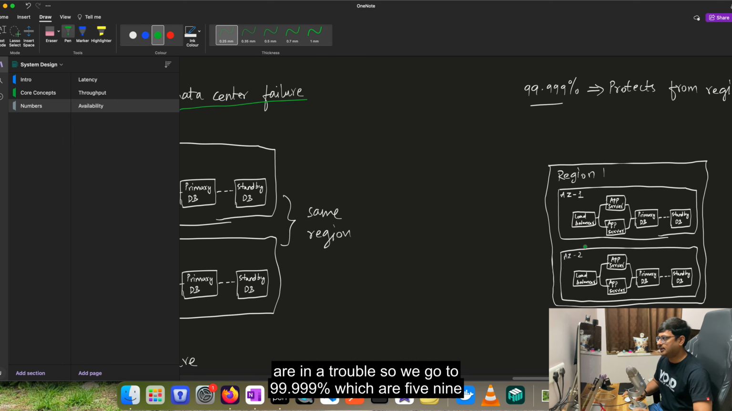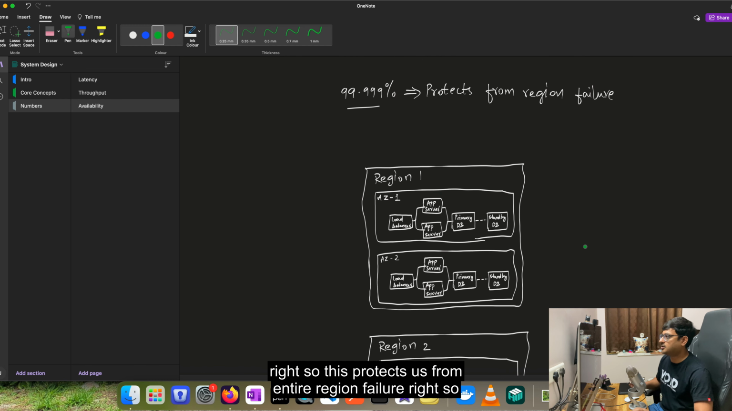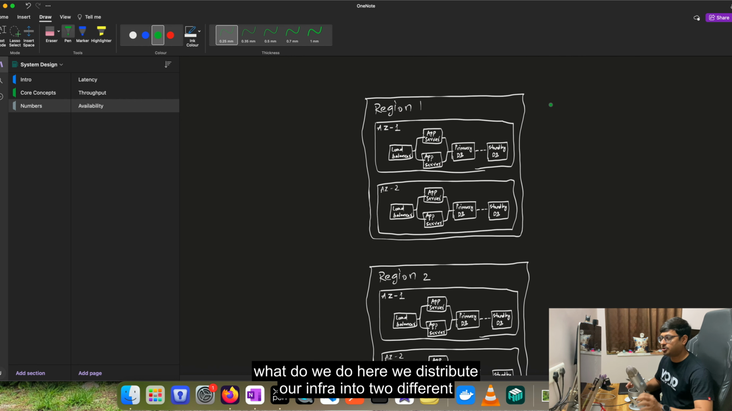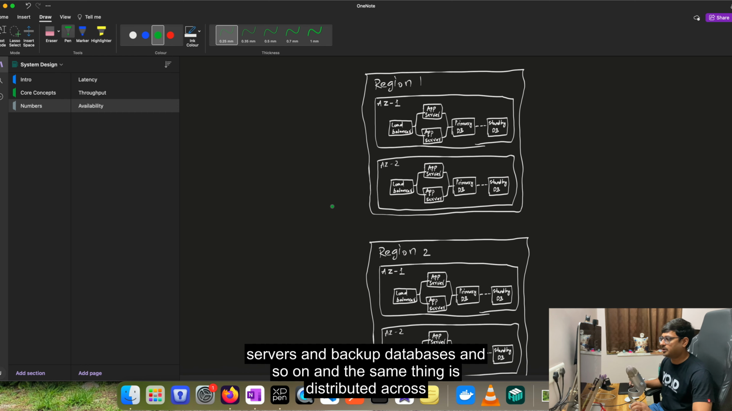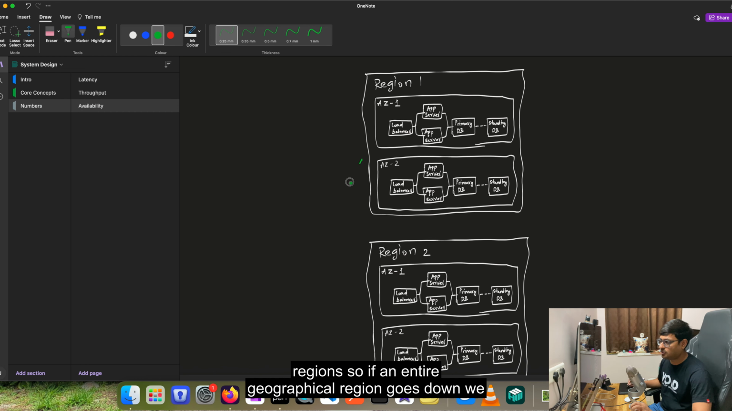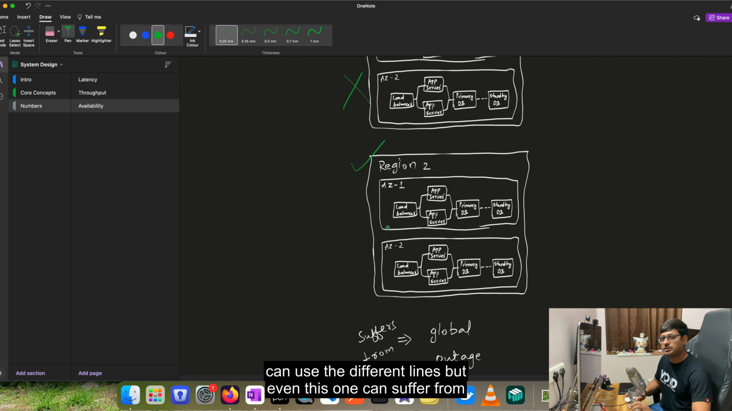So we go to 99.999%, which are 5 nines, right? So this protects us from entire region failure, right? So what do we do here? We distribute our infra into two different regions. Every region will have different data centers, and data centers will have load balancers with multiple app servers and backup databases and so on. And the same thing is distributed across two regions. So if an entire geographical region goes down, we still have another region as a backup, right? So this is how we can use the different nines.